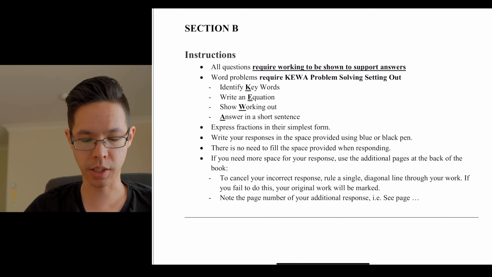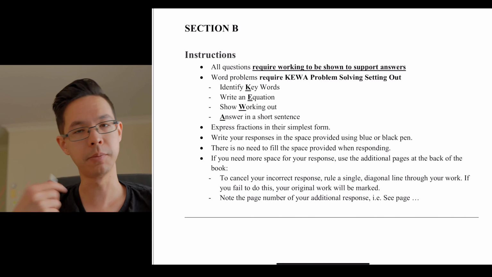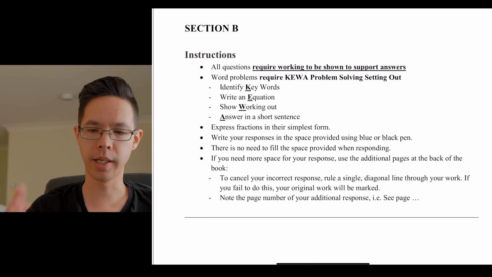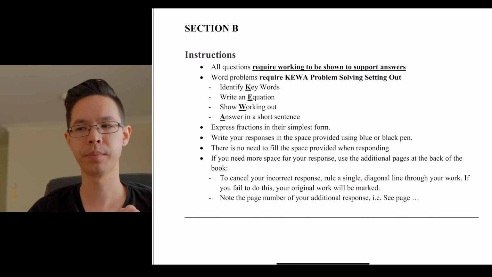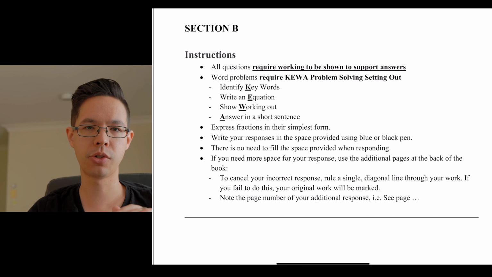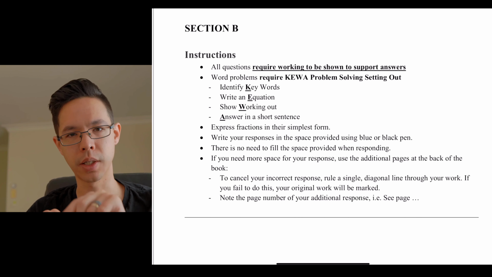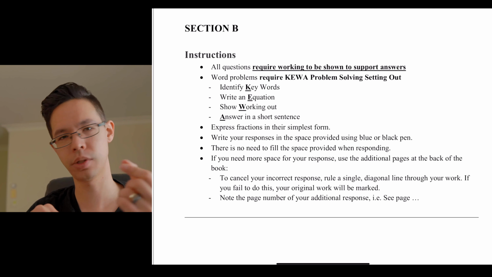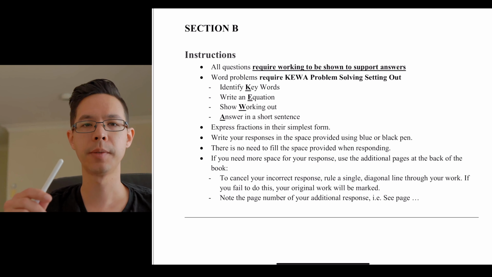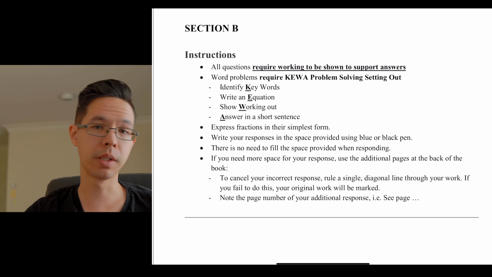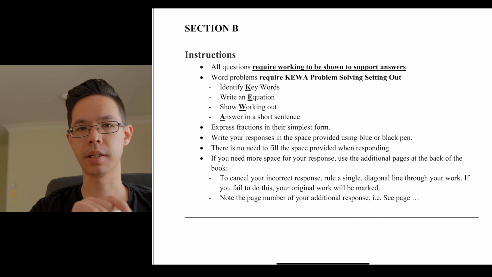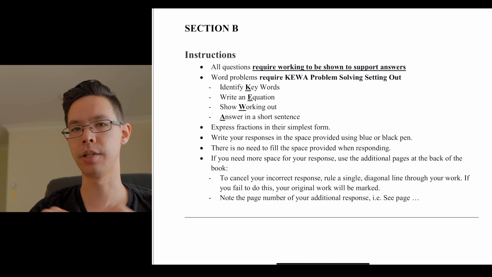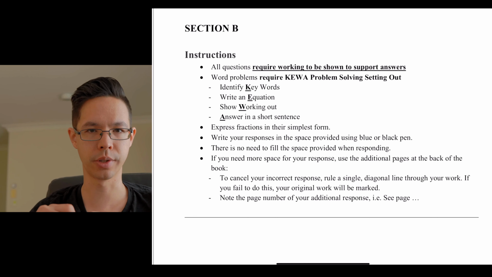You don't have to fill the entire space. If you need more space, they always build in extra blank paper towards the back of the exam. So if you're midway through a question and you need more room, just put a symbol and say on the back, page 12, and then the teacher can go and flip to the back and see the rest of your answer there. So as long as you have some way of communicating to your teacher on the page itself where the rest of your solution is.